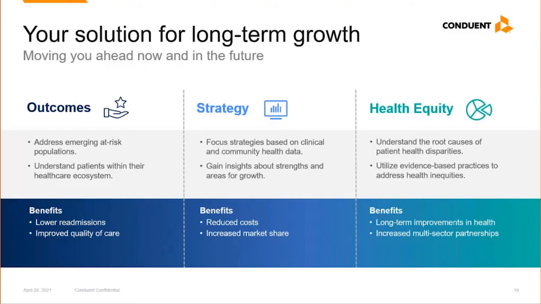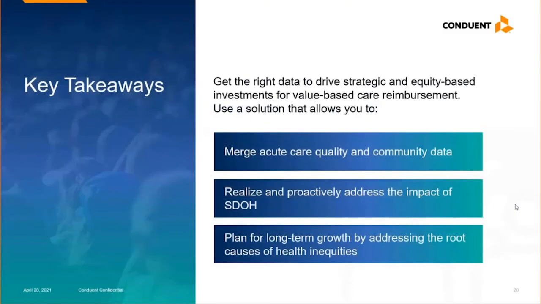So let's go back and let's wrap this up and look at some of our key takeaways. We need to get the right data to drive those strategic and equity-based investments for that value-based care reimbursement, because that's how we're being paid for health care now. Use that solution that lets you merge that acute care quality and community data together to let you look outside the walls of your hospital, through the windows, to the community where that greatest impact on overall health is. To be able to realize and proactively address the impacts of those social determinants of health.